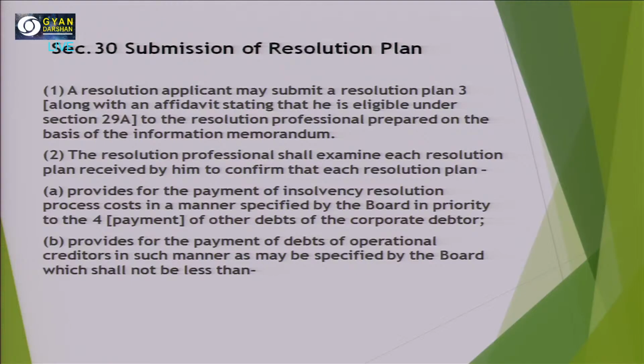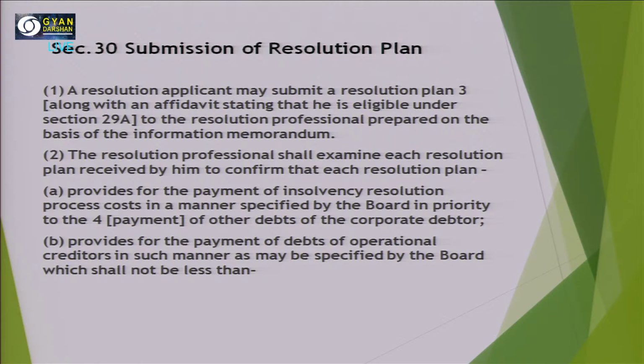Then after this, section 30 subsection 2 gives the basic requirements for the resolution plan. This is the most important section. The resolution professional has to ensure that the plan provides for payment of insolvency resolution process costs in a manner specified by the board, in priority to the payment of other debts of the corporate debtor. So IRP costs are the first priority.